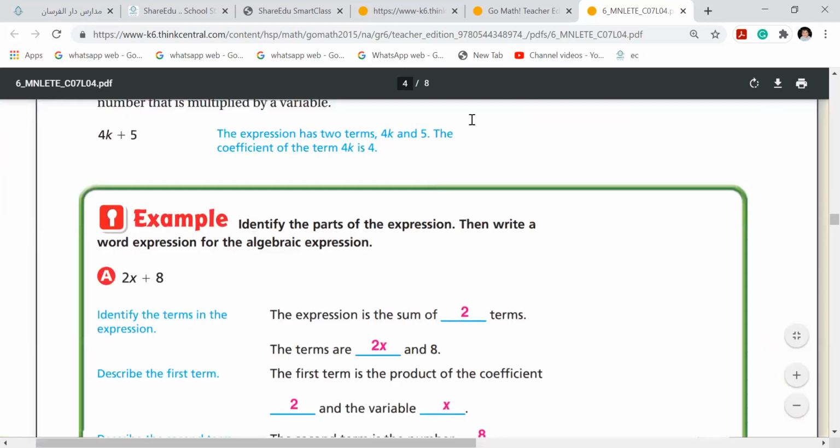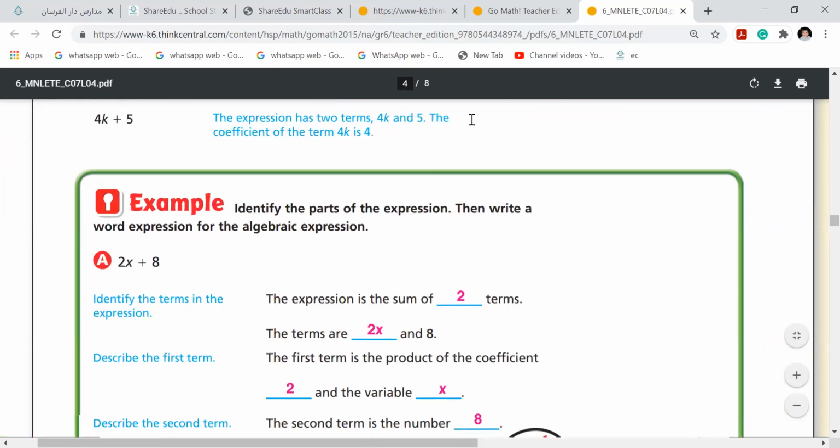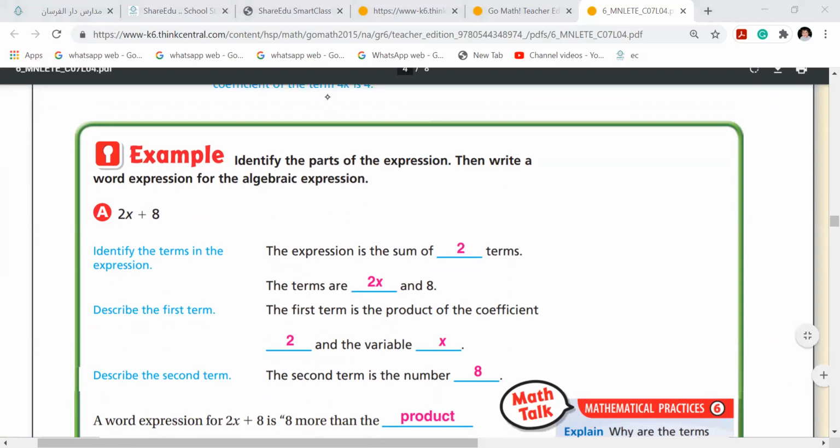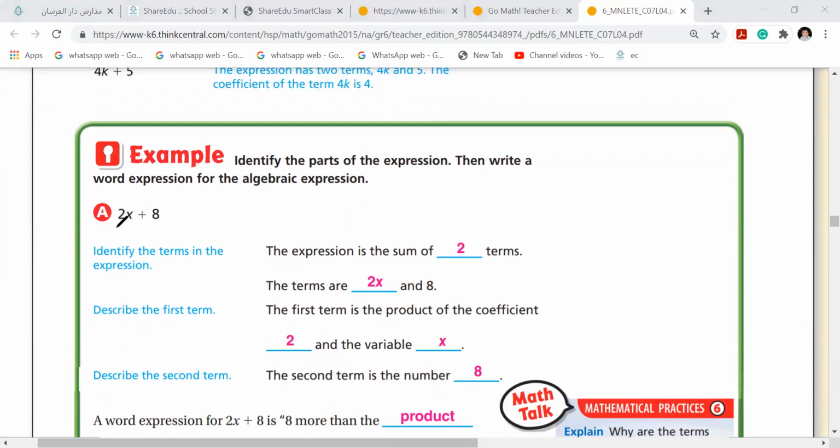Next page, page 376. If I ask you 2x plus 8, first of all, terms of expression. You have sums of how many terms? There are how many terms? This is one term, and this is one term. So there are two terms. The terms are 2x and 8.